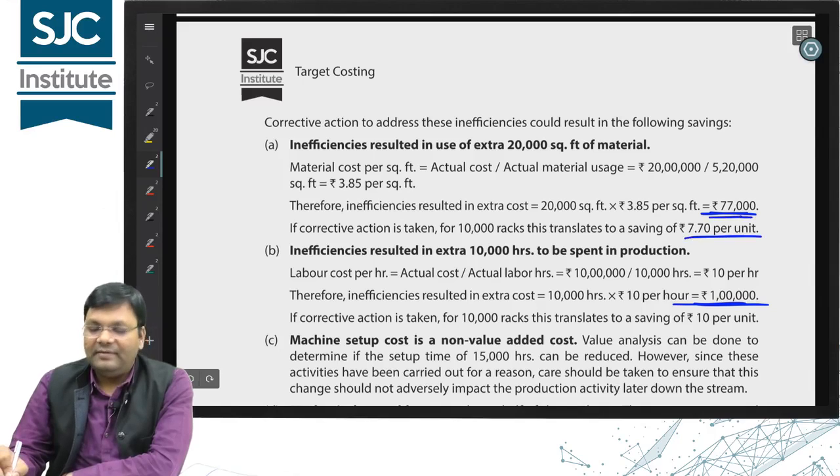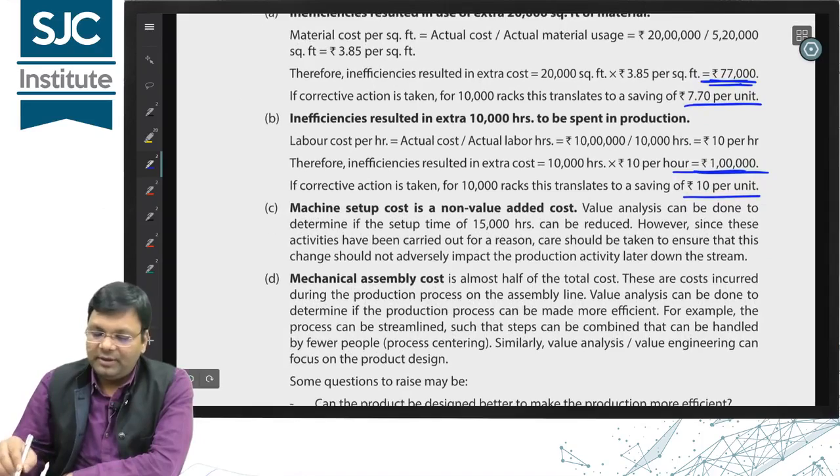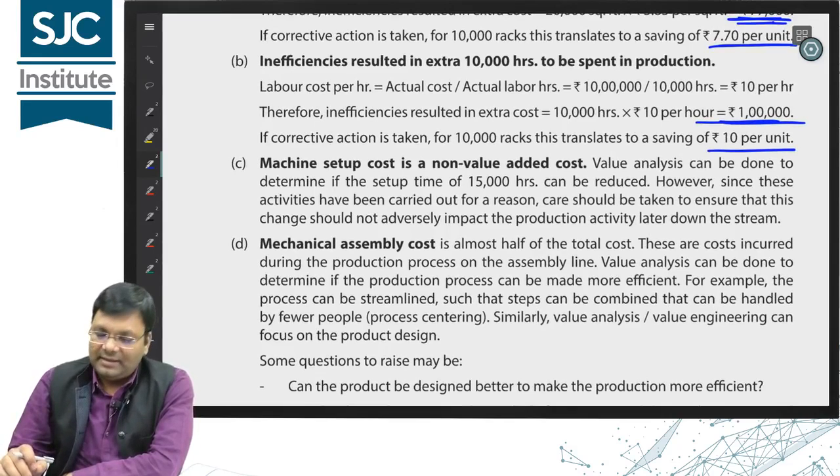Then 7.7 per unit will be saved here, 10 rupees will be saved. Out of 75, 17 rupees you will save if you can control these inefficiencies. Then machine setup cost should be reduced. You cannot sometimes eliminate setup, but you can just write about whether there is any other way to actually reduce the setup time.